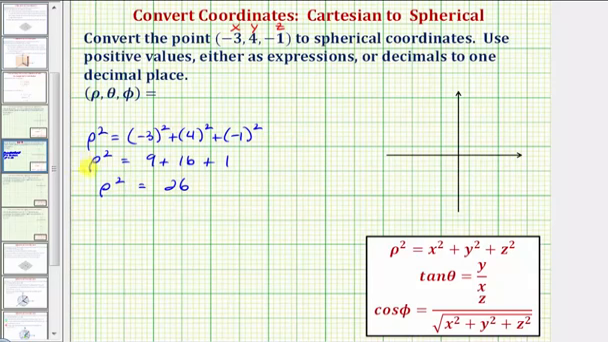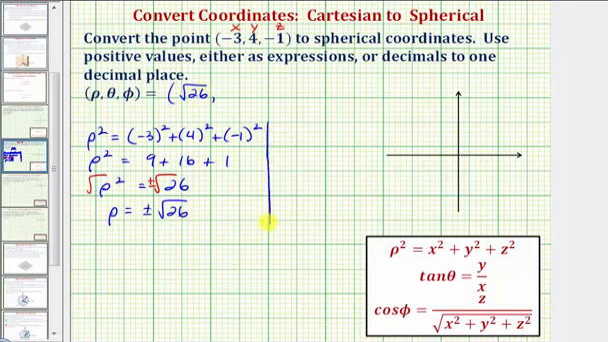And now we take the square root of both sides of the equation. So algebraically, we'd have two solutions, where rho equals plus or minus the square root of 26. But since rho is a distance, we only use the positive value. So the first coordinate is positive square root of 26. And now we'll find our angle theta.